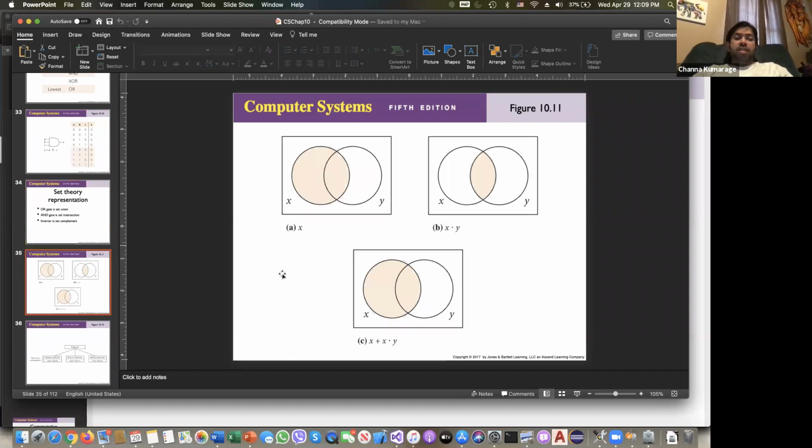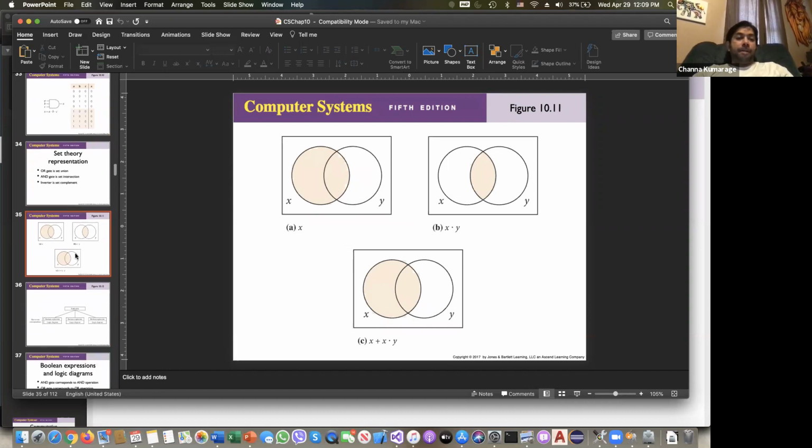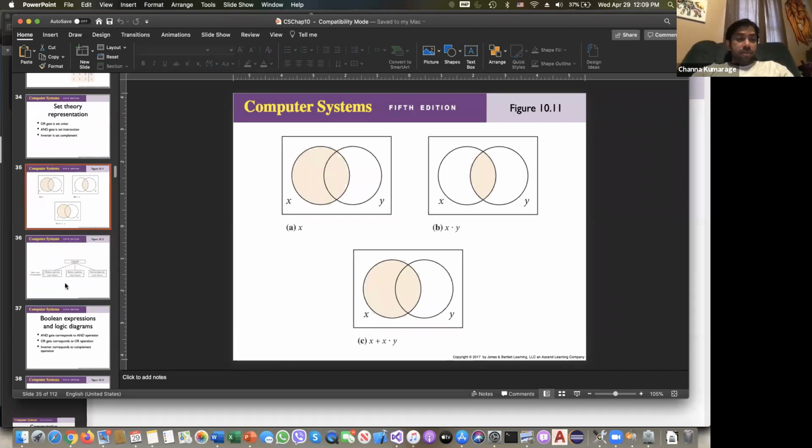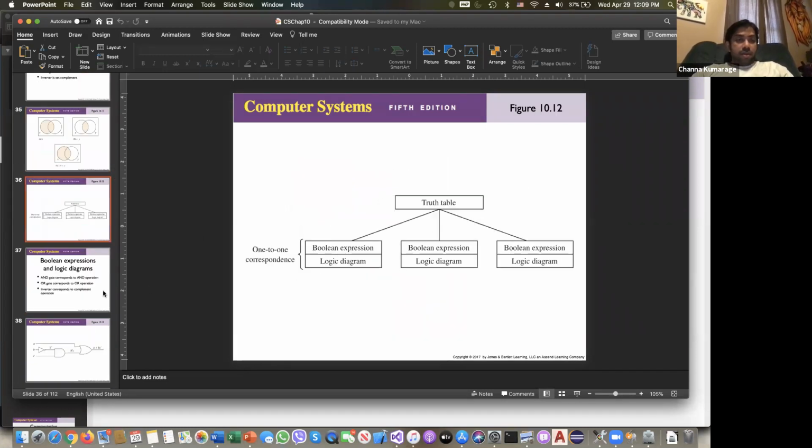Some of the set theory that you are probably familiar with: intersection is represented by the AND gate, the OR gate represents set union, and the inverter is the set complement. Now, you can easily match what is represented in a truth table using a logic diagram.